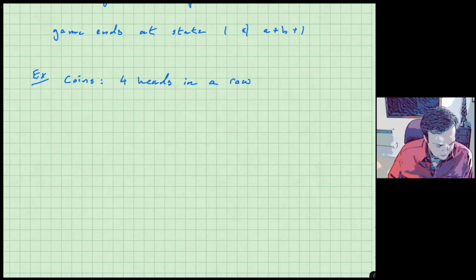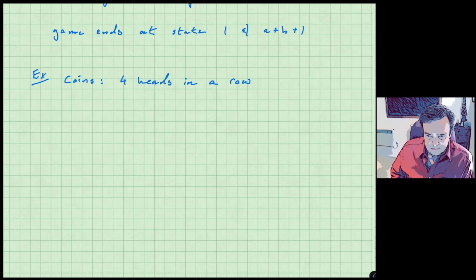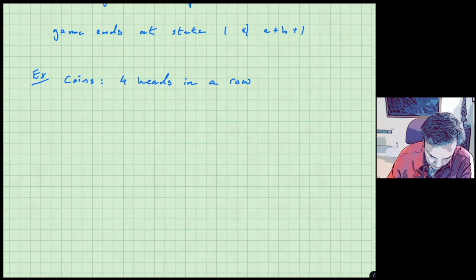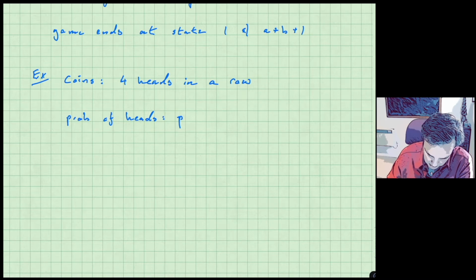So the goal of this game is to have 4 consecutive coin tosses that result in heads. And then the game is finished, right? So that's the game. And let's suppose that the probability of heads is P. Of 1 heads, that's P. And probability of tails or of not heads, so that's 1 minus P or Q.